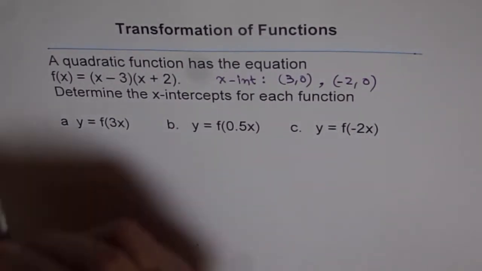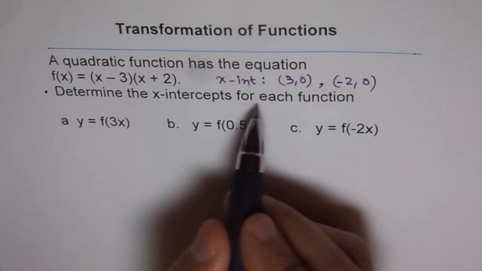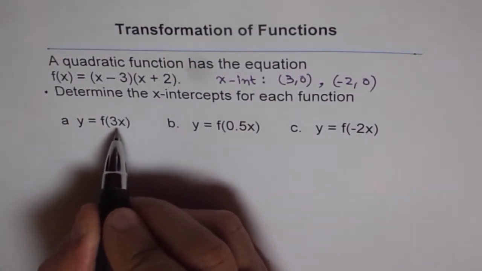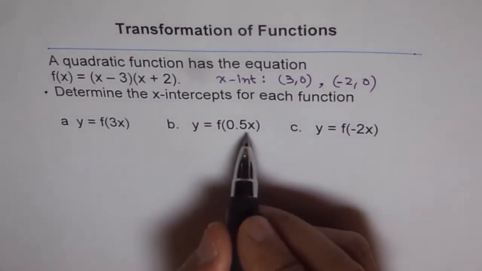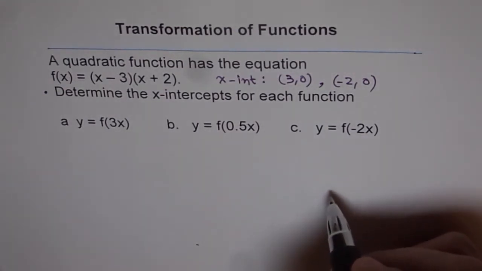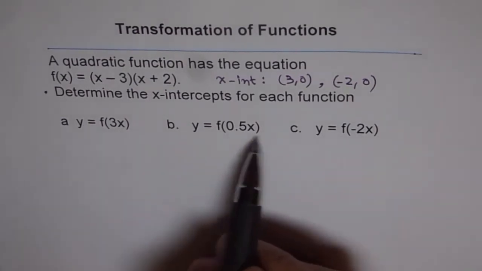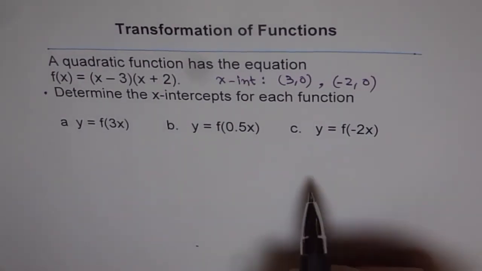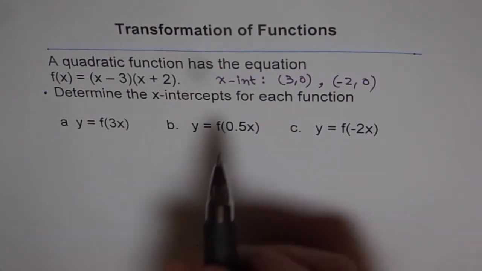Now the question is, determine the x-intercept for each function given here, right? So we have the functions y = f(3x), y = f(0.5x), and y = f(-2x). Now how can we do this? If you realize, these functions only have one type of transformation, and that is horizontal stretch or compression. That is going to shift the position of your x-intercept in the horizontal direction. So let's see by how much.